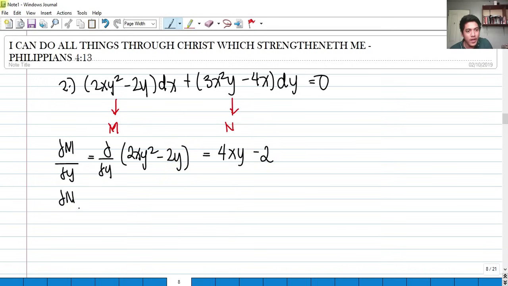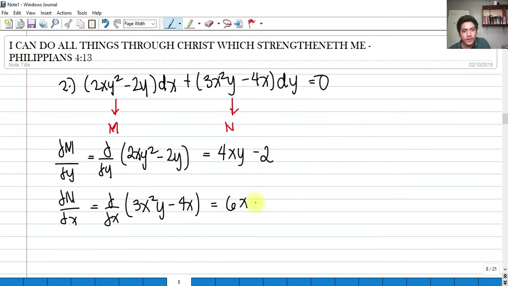And get the partial of n with respect to x. So our n is 3x squared y minus 4x. With respect to x, we differentiate this. This is 6x y minus 4. Okay? Therefore, they are not exact. Not exact. Therefore, not exact.